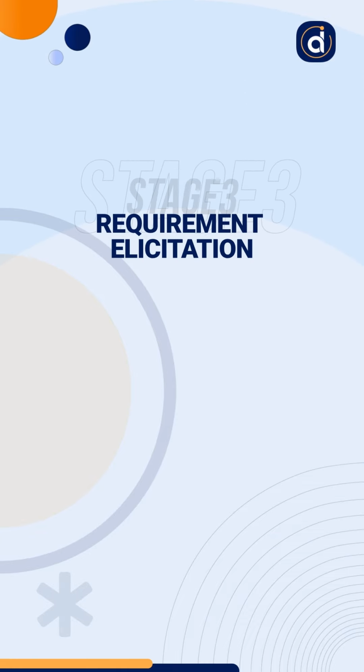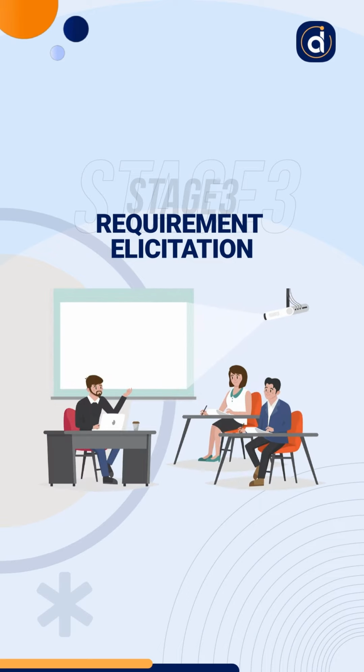Stage 3. Plan and conduct sessions to gather requirements through interviews, calls, and workshops. Confirm the elicited information to ensure accuracy.